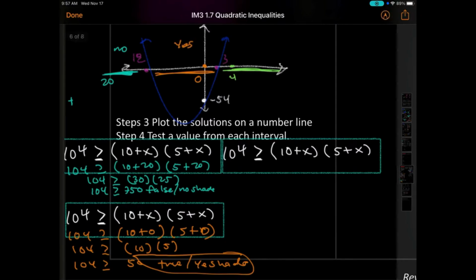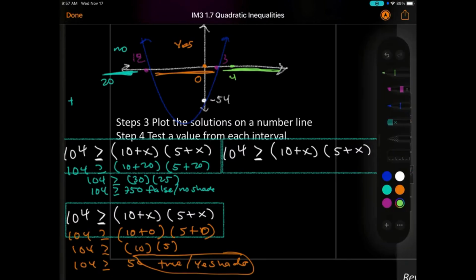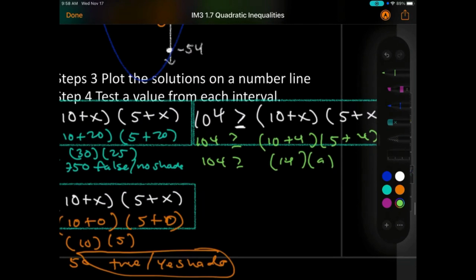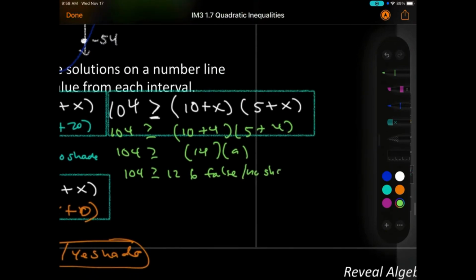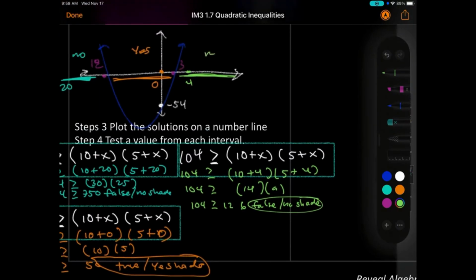And the last one is the green region. All right, so the green region is 4. So this would give me 14 times 9, which would give me 126. And is that true or false? That would be false, so no shade. Okay, so I'm just going to write the word no.